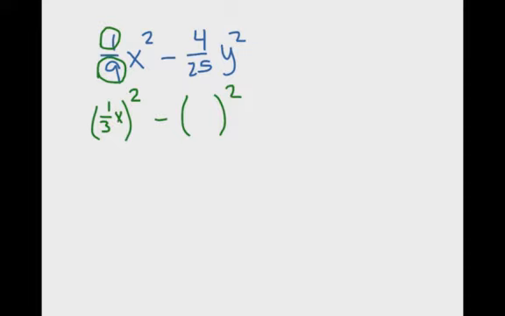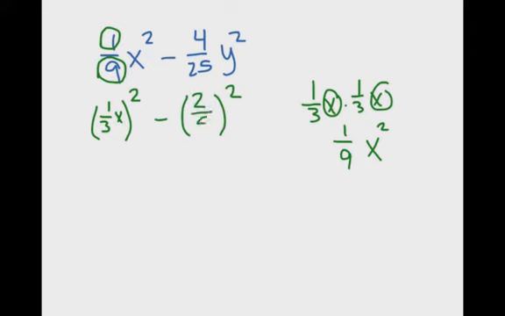So let's see if 1/3 x is in fact the square root of 1/9 x squared. If we have 1/3 x times 1/3 x, these x's are going to give us x squared, and then we multiply straight across with our fractions to get 1/9, which is exactly what we wanted. And then if we look at 4/25, the square root of 4 is going to be 2, and the square root of 25 is 5. Once again, let's check and make sure 2/5 times 2/5 gives us 4/25. 2 times 2 is 4. 5 times 5 is 25. So we just need to add our y on there.